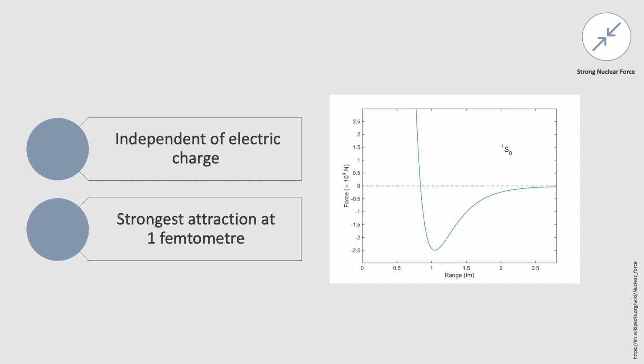At a distance of about 1 femtometer, which is 10 to the power of negative 15 meters, the force is the most attractive. This point is marked with a red circle. At distances below about 0.7 femtometers, the force becomes repulsive.